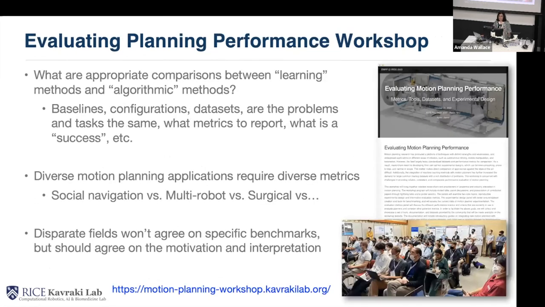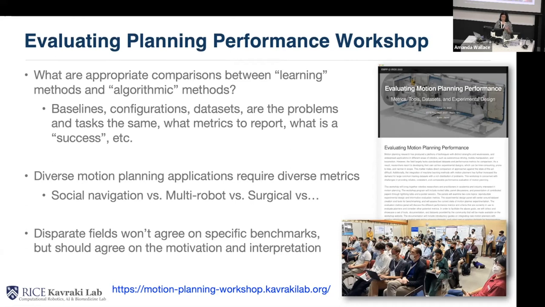In October, we had a similar workshop at IROS, talking about evaluating planning performance. We discussed what are appropriate comparisons between learning methods and algorithmic methods, which is what I'm discussing here. And there is really not an agreement on what the baselines are, what the configurations are, what the datasets are. Are the problems and the tasks the same? Sometimes we see a learning method being compared with an algorithmic method, but is the problem the same? Are they comparing for the same problem? What metrics to report is also very interesting. What is success? I'm still not clear what success is.